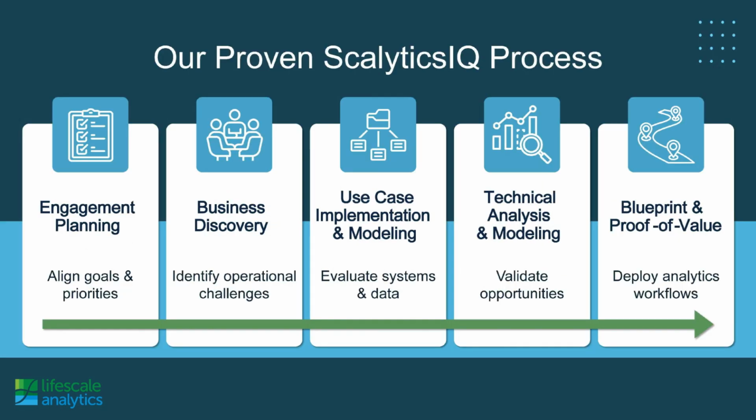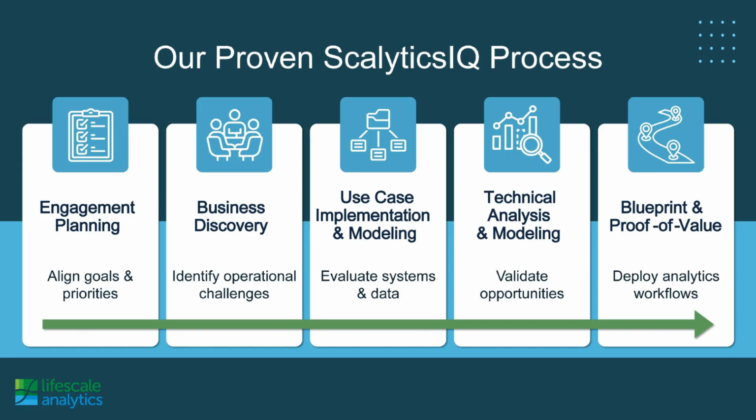How does ScalyticsIQ work? The process is designed to be structured, practical, and aligned to business outcomes. It begins with engagement planning. This is where we align goals, priorities, stakeholders, and the manufacturing use cases that matter most. Next is business discovery. This step identifies operational challenges, key performance indicators, pain points, and decision-making needs. Then we evaluate systems and data. This includes understanding where data lives, how it is captured, how it flows, and where gaps or inconsistencies exist.